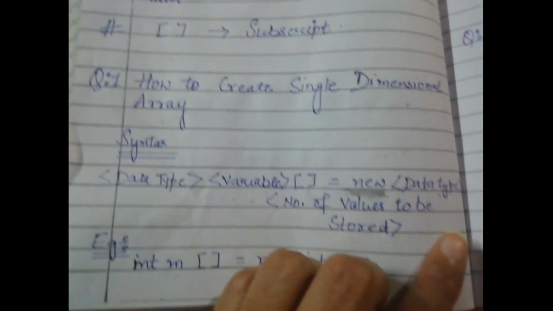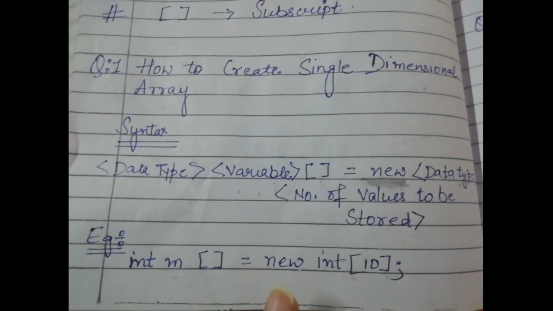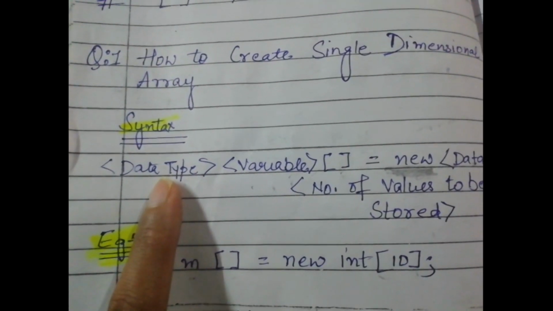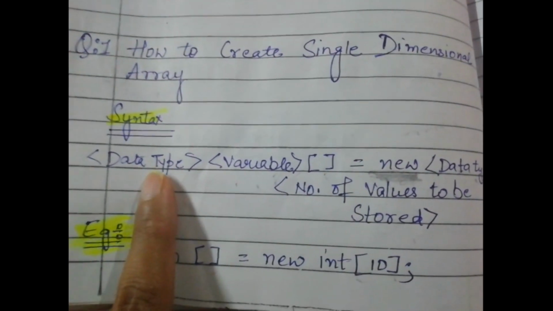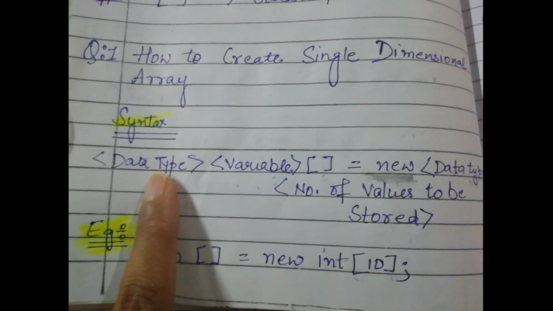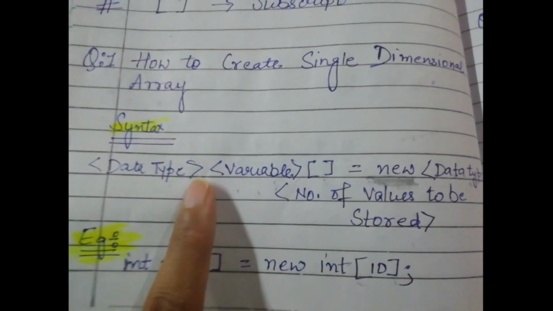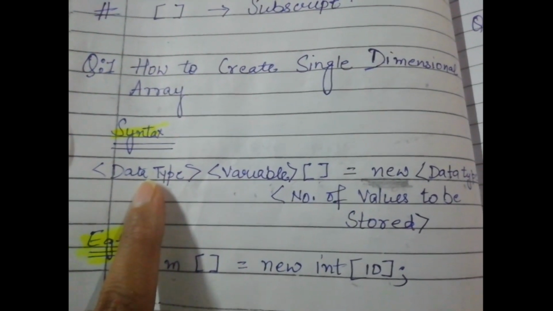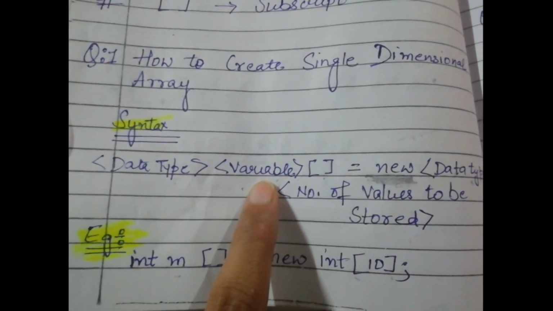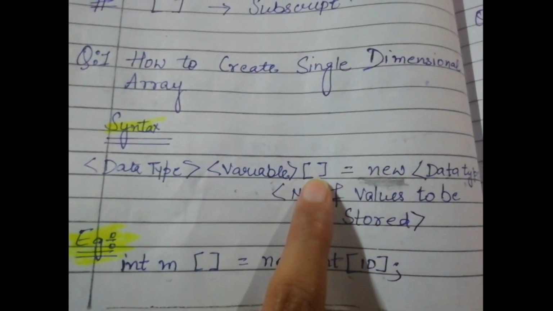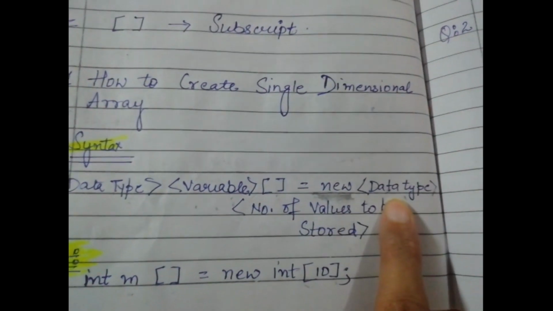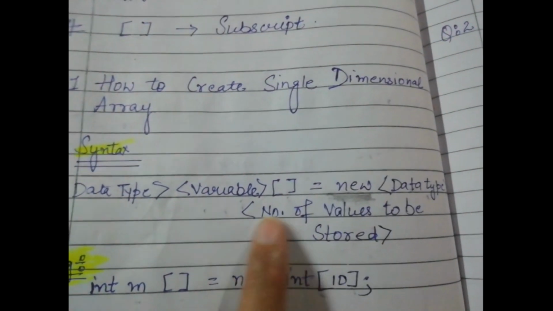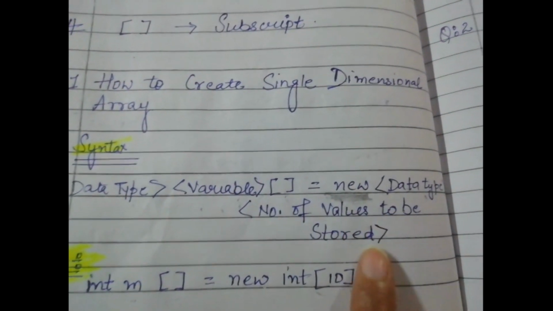So there is a syntax in front of you. This is the syntax that you have to follow. The data type, the data type of the array you want to create, that you have to mention first of all, then the name of your array, subscript, new operator, again your data type, and the number of values to be stored.